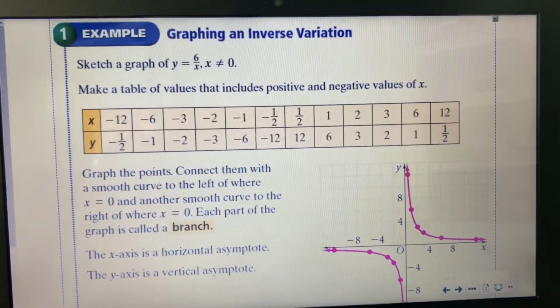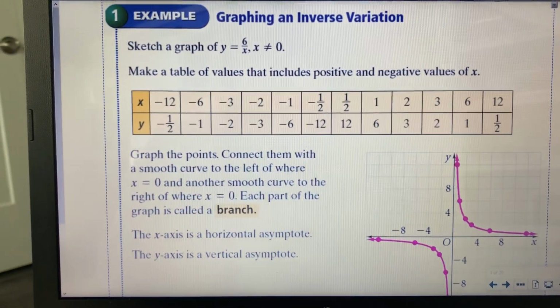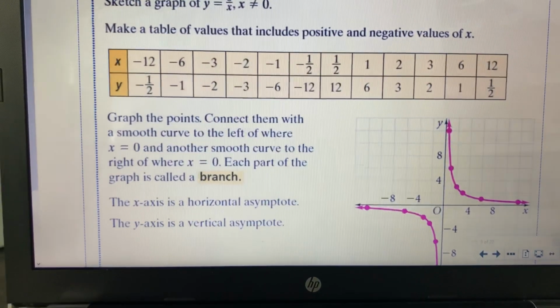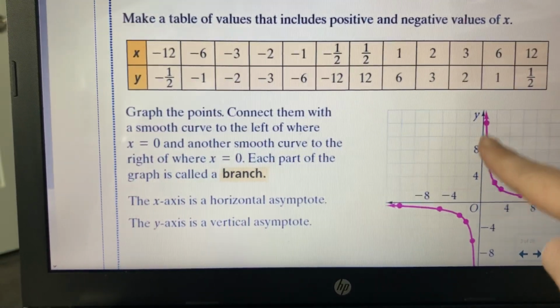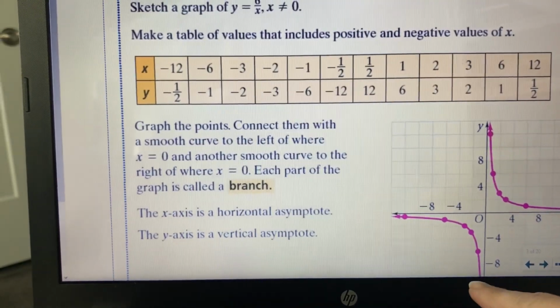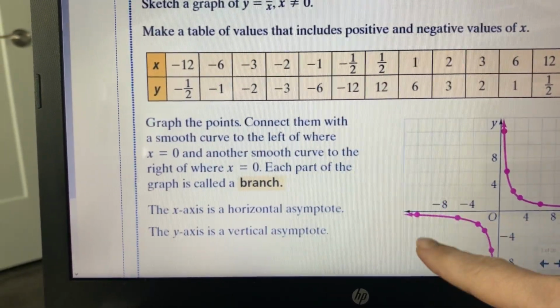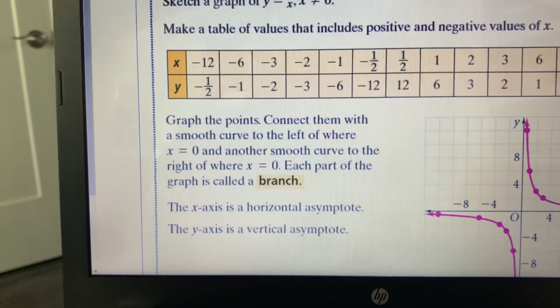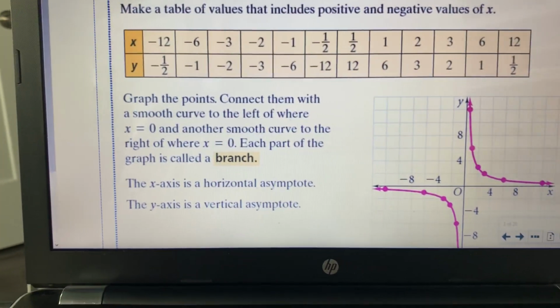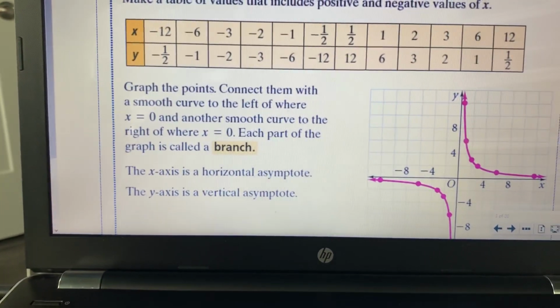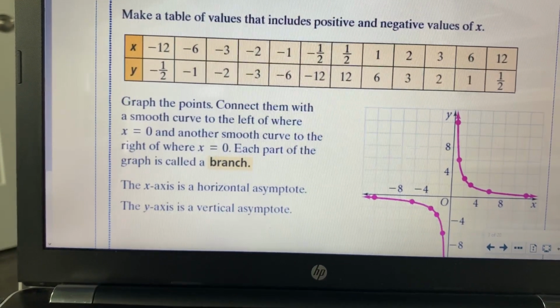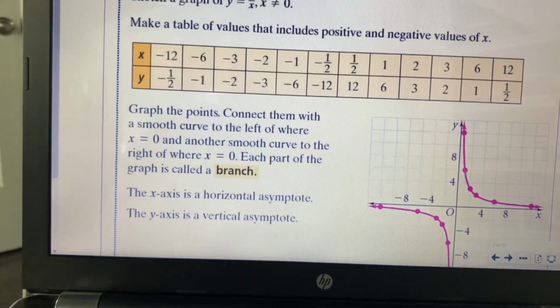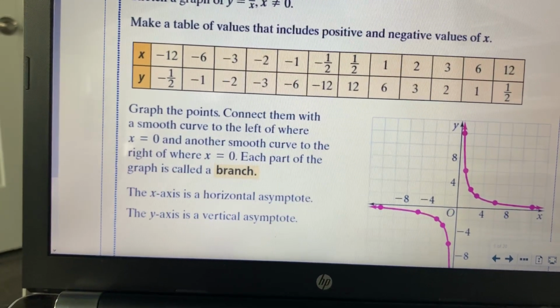Now, the thing you have to be careful with is that you can see from the graph, there's two separate sections. You can't just put in all positive x's because you would only get this side of your graph. You have to make sure you also put in the negative values to get both branches of the graph. Those are called branches. It says graph all the points, connect them with a smooth curve to the left of where x equals 0 and another smooth curve to the right of where x is 0. Each part of the graph is called a branch.